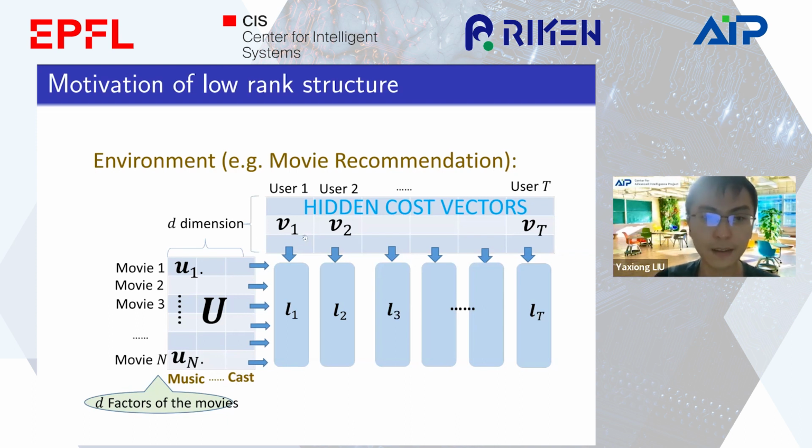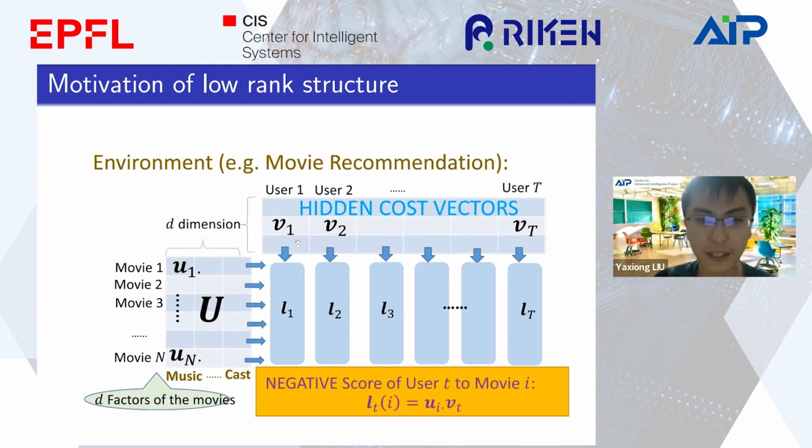Then there are T different users. Each user is also represented as a d-dimensional vector v_t. Each user v_t evaluates these n movies with the inner product u_i times v_t. So in the loss vector l_t, the i-th entry of the vector represents the negative score of user t for movie i.